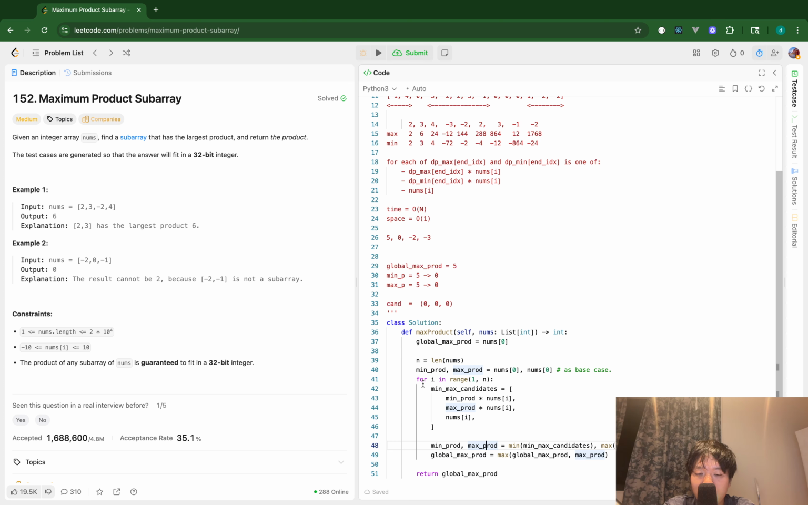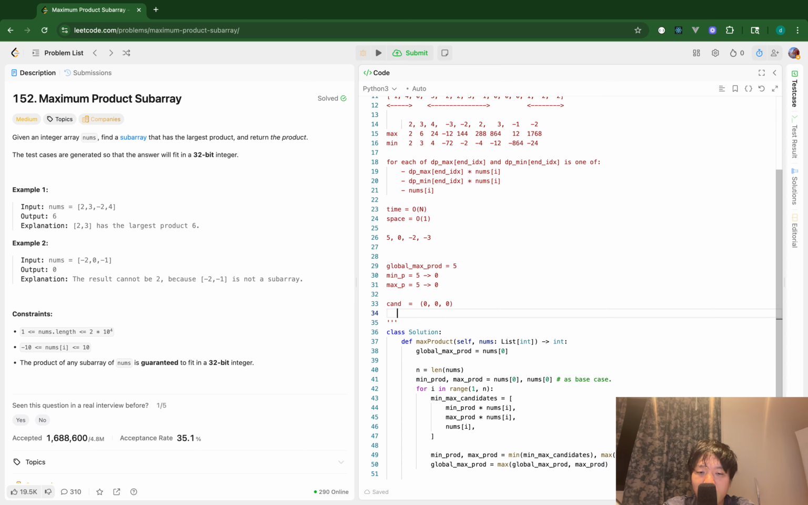Okay, now I come back to line 41 and I will take a look at number minus 2. With number minus 2, the candidates should be 0, 0, minus 2. So the largest one is 0 and the minimum one is -2. So min product is -2, max product is 0. And then global max product is not updated now.